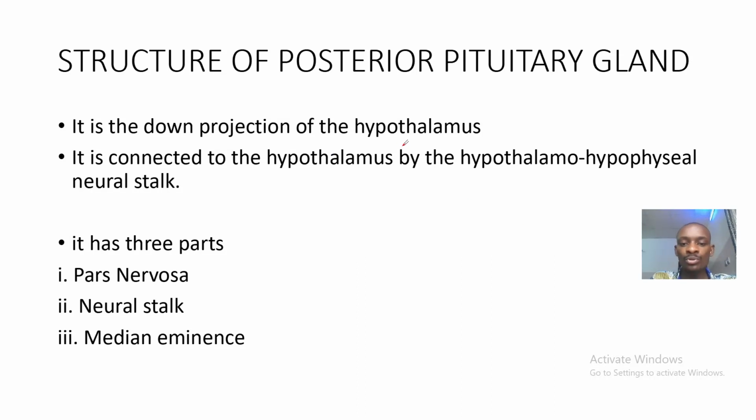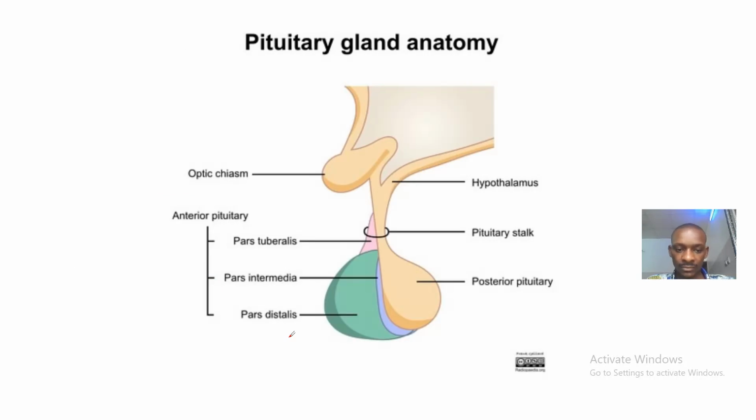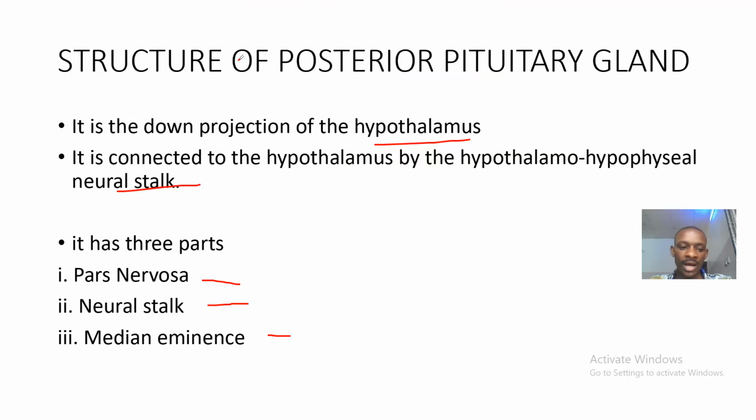It is a down projection of the hypothalamus. It is connected to the hypothalamus by the hypothalamo-hypophyseal neural stalk. It has three parts: pars nervosa, neural stalk, and median eminence. All right, so basically, this is the pituitary gland anatomy. These are the three parts: neural stalk, pars nervosa, median eminence.